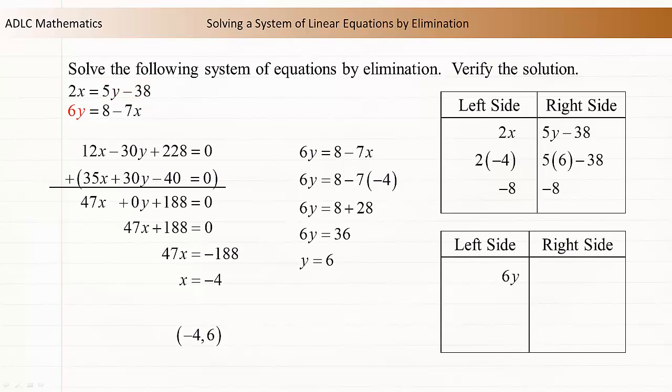The left side of the second equation is 6y. Substitute 6 for y. This evaluates to 36. The right side of the second equation is 8 minus 7x. Substitute negative 4 for x. This evaluates to 36. The left side is equal to the right side, so the solution works for the second equation too. The values x equals negative 4 and y equals 6 satisfy both equations, so they are a solution to the system.